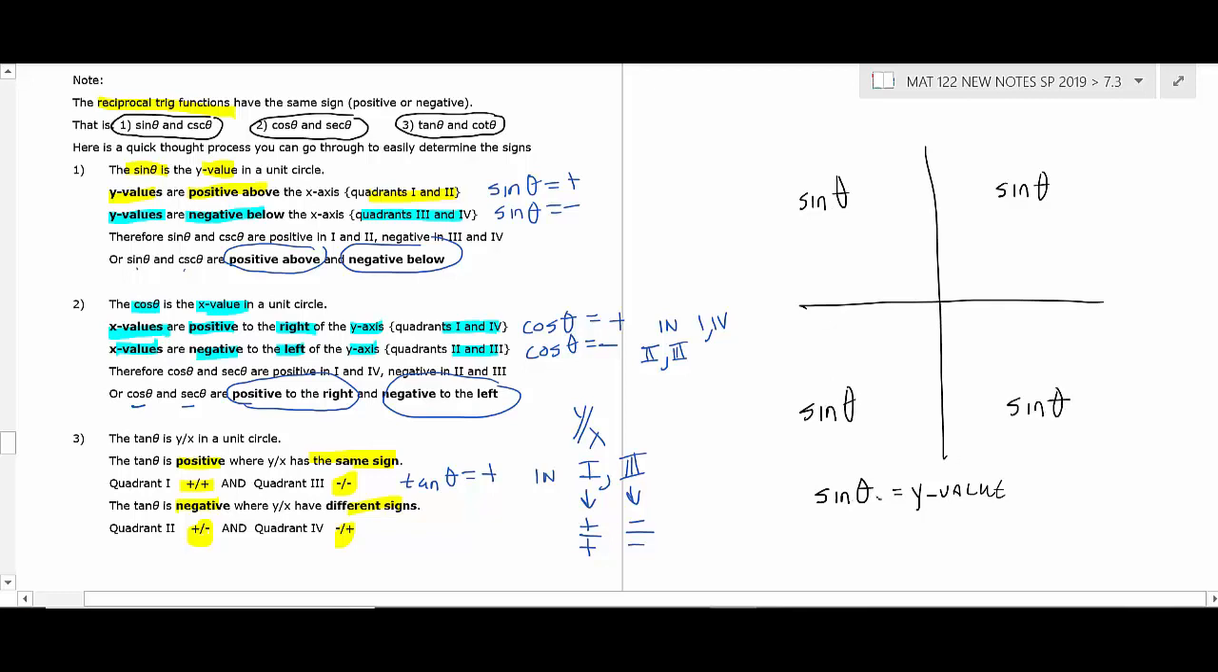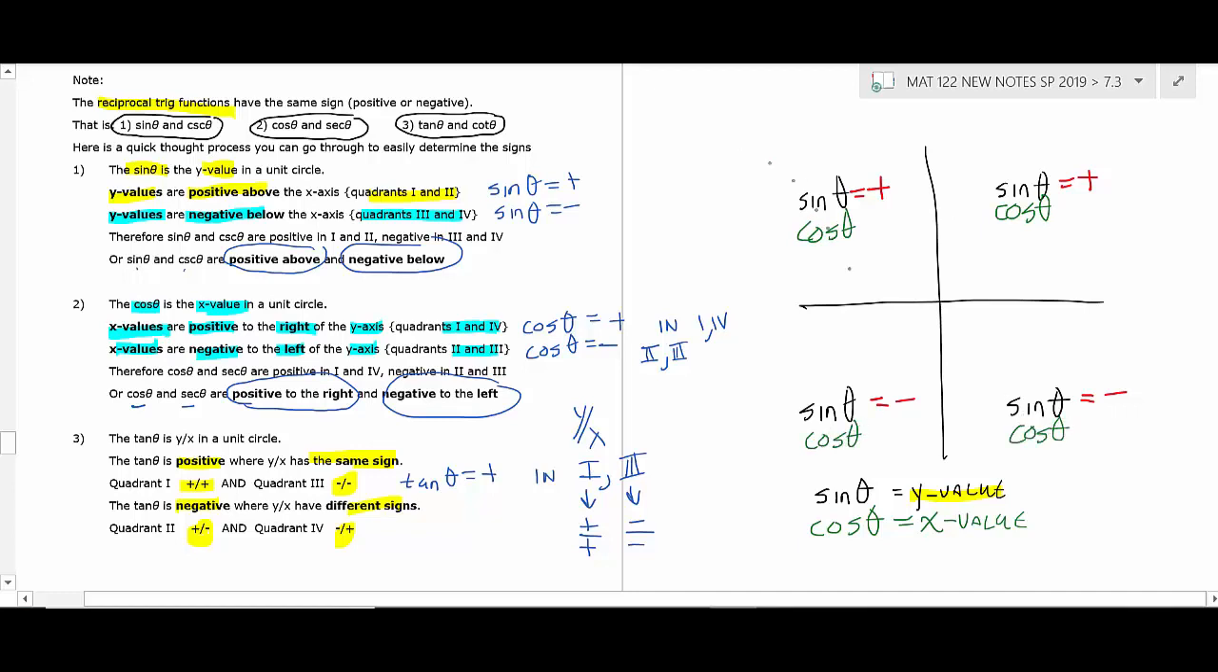Okay, so the sine is the y value. That's all it is. So the sine is going to have a positive y value up above. It's going to have a negative y value down below. So that's how I figure that out, and I figure it out fast. Okay, the cosine of theta is the x value. I'm going to put cosine here and show you how I figure this out real quick.